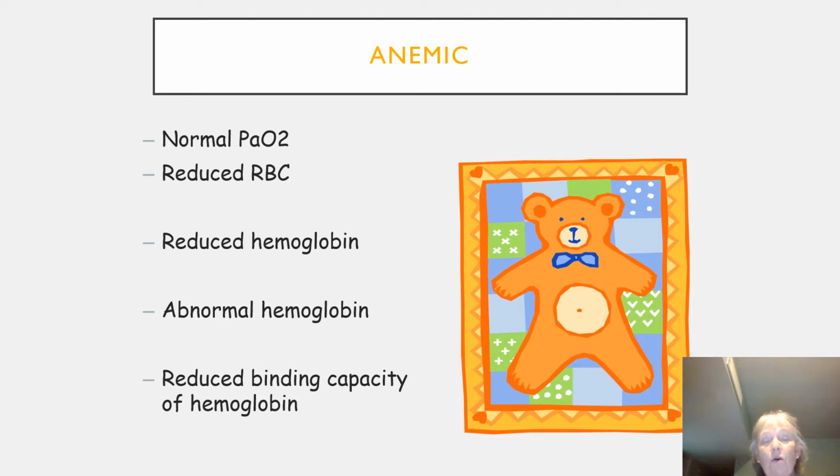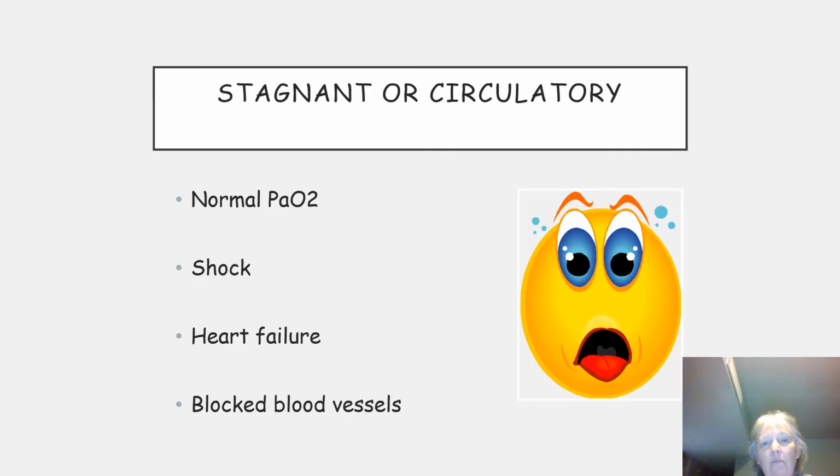Anemic, this is a normal PaO2, but you have reduced red blood cells, or you have a problem with your hemoglobin. Your hemoglobin could be abnormal at this particular point, unable to carry oxygen, or has a reduced binding capacity for the oxygen, whatever is going on. You still have the normal PaO2, it's just you don't have any mechanism for delivery of that oxygen.